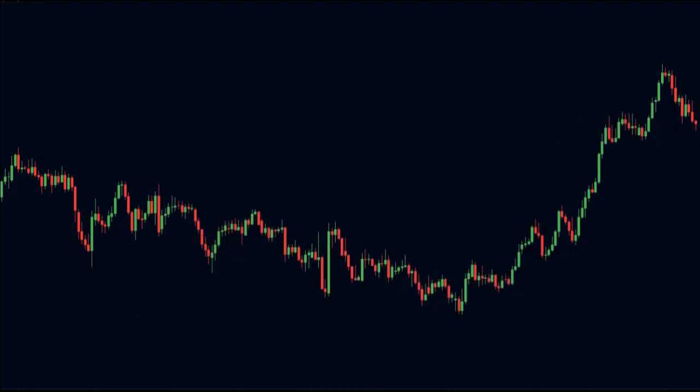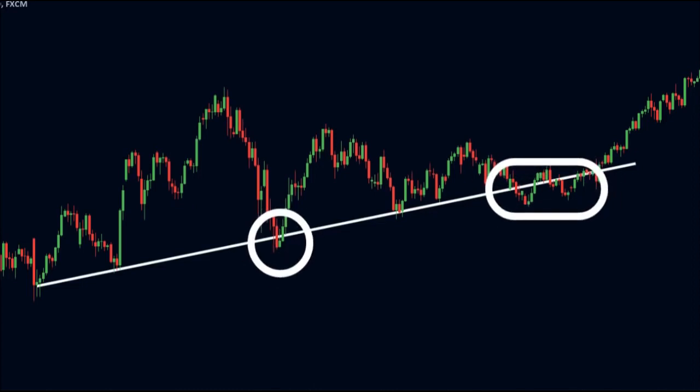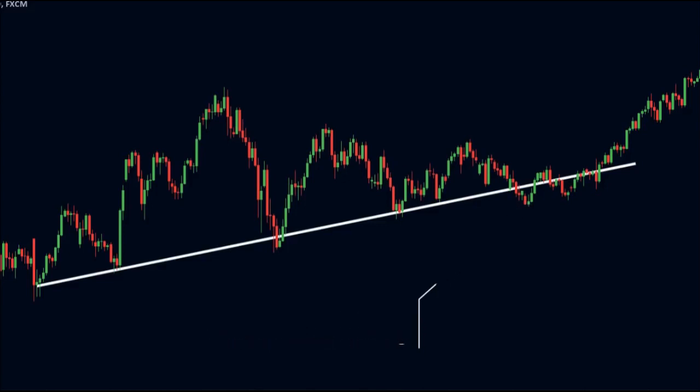They give the opportunity to enter the trend at an early stage. But the problem is, a lot of times, the price does break out of the trend line just to reverse and resume the trend again. This type of price movement is called a fake out. Fake outs can be detrimental to your trading account and can result in loss of capital.